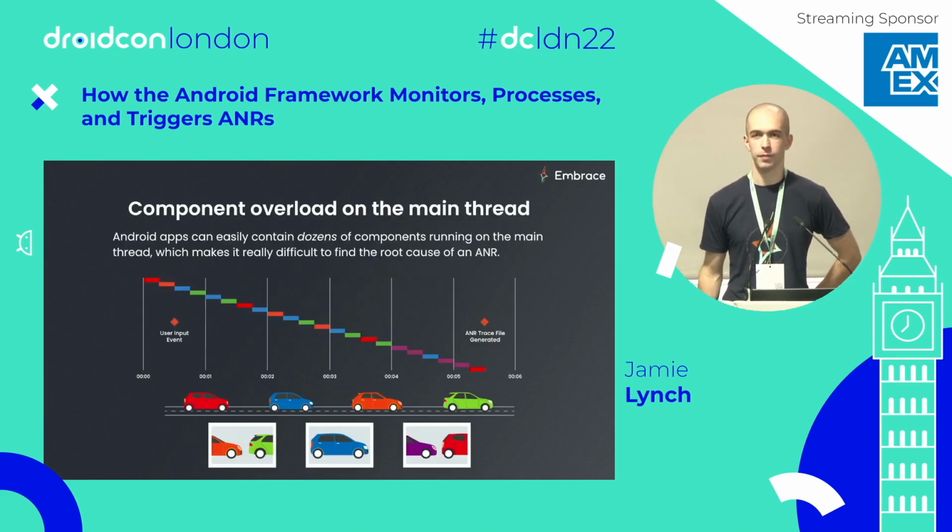This kind of illustrates what's happening with component overload. Using our metaphor of cars in heavy traffic, you might have dozens of components running on the main thread at the same time. And those can all contribute to an ANR cumulatively, which can make it hard if you're just getting a stack trace of 5 seconds. That can vary depending on how the device is performing, what other apps are running, stuff like that.